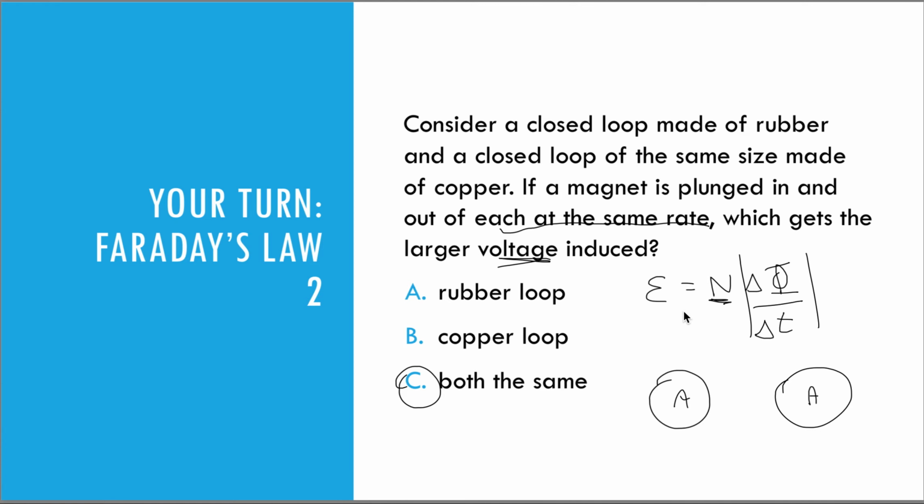The reason most people say copper is because they're thinking about the current and not the EMF. If you have rubber and if you have copper, current can flow a lot more easily through copper. Copper has a low resistance. Rubber has a high resistance. So by using Ohm's law, if you have a low resistance, then you're going to have a high current. That's going to be for the copper. So same voltage, but copper has more current than rubber does. So those are all the questions for this section.